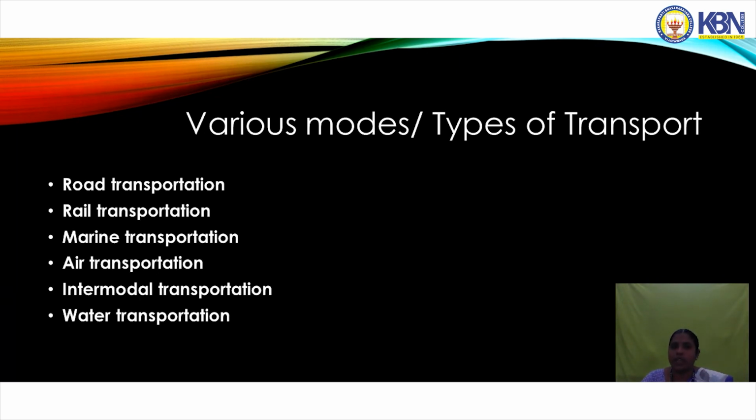Only 4 types of transport are available in this chapter, in this syllabus. First one road transportation, second one rail transportation, third one water transportation, fourth one air transportation. The 4 transportation modes are topics of economies of transportation.